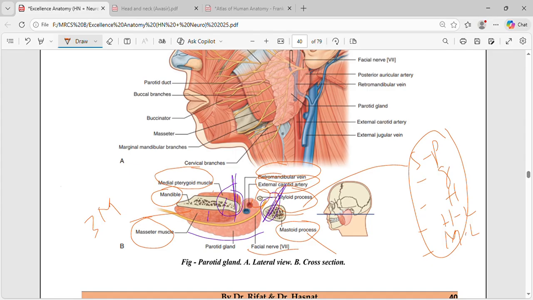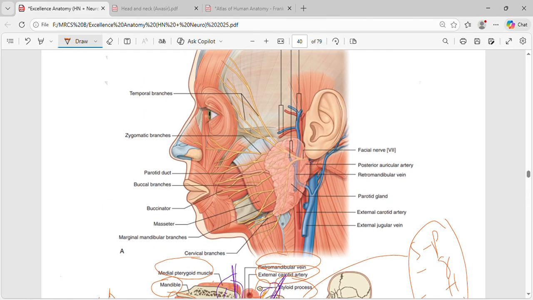And here this was the famous MCQ in medical school, that the facial nerve is related to the anterior medial surface of the gland, or you can say the terminal part or the branches of the facial nerve are related to the anterior medial surface of the parotid gland. So this is the trick for the relations.